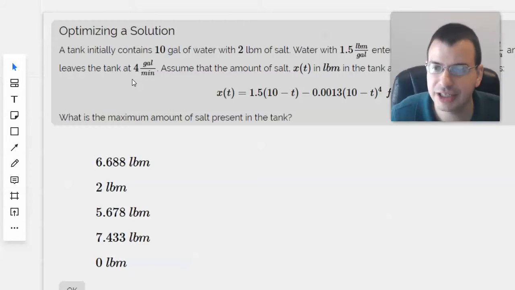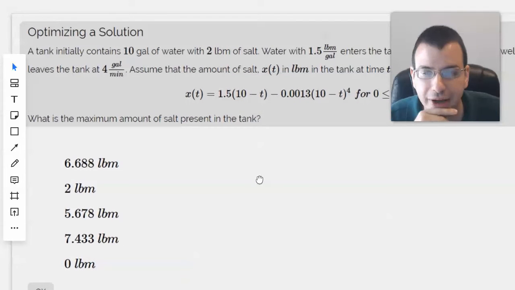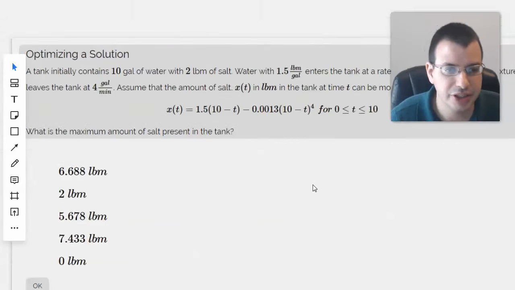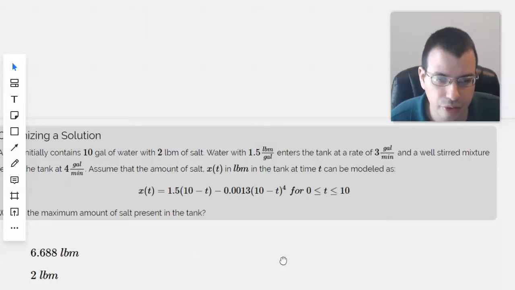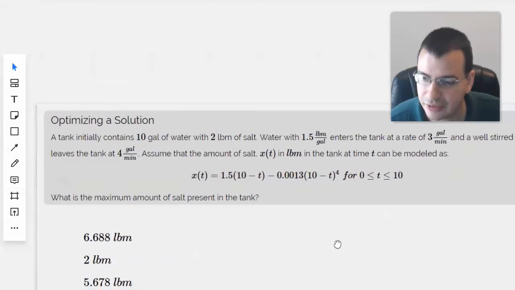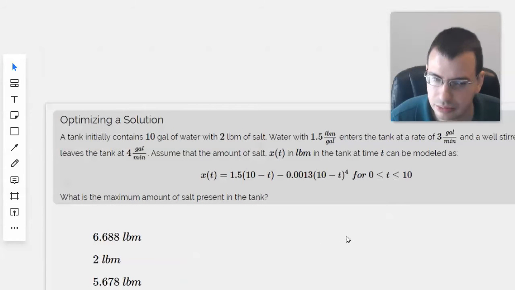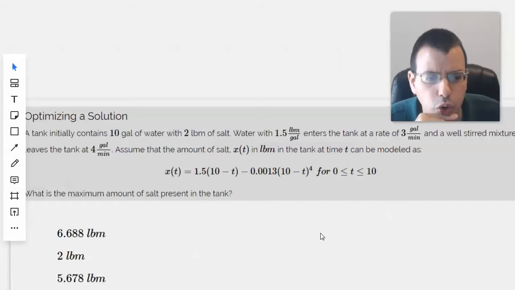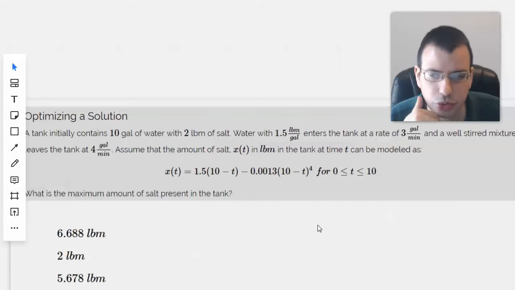A tank initially containing 10 gallons of water with 2 pounds of salt. Water with 1.5 pounds per gallon enters the tank at a rate of 3 gallons per minute, and a well-stirred mixture leaves the tank at 4 gallons per minute. Interesting, so we're actually losing volume.